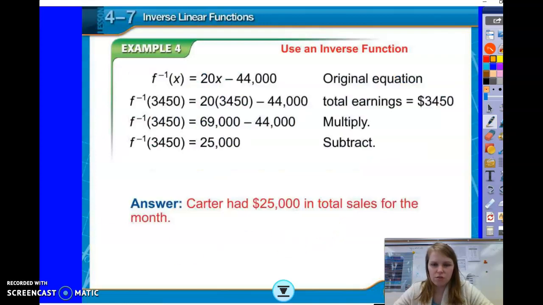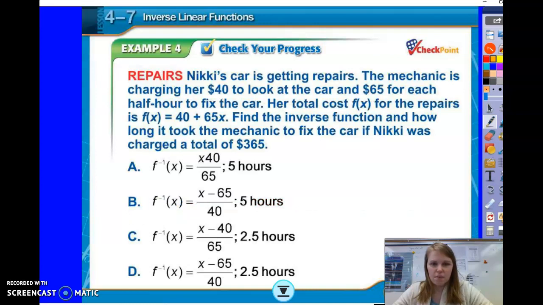So 3,450. What we're going to do is plug that in for x. 3,450. We're going to plug it in here into the equation that we created, right? We created this inverse function. So plug it in and solve and see what you get. It says it's 25,000. So you try here.